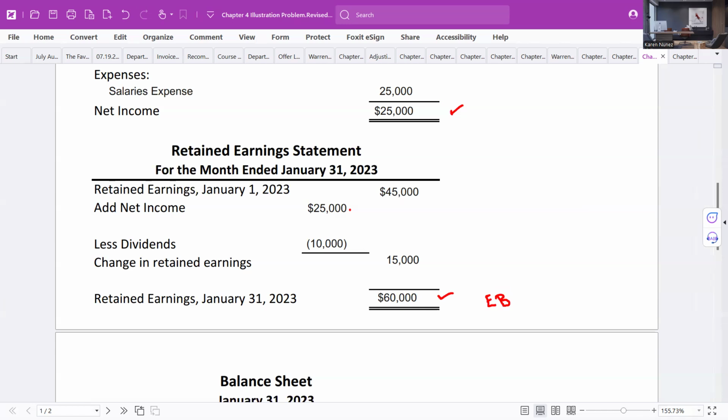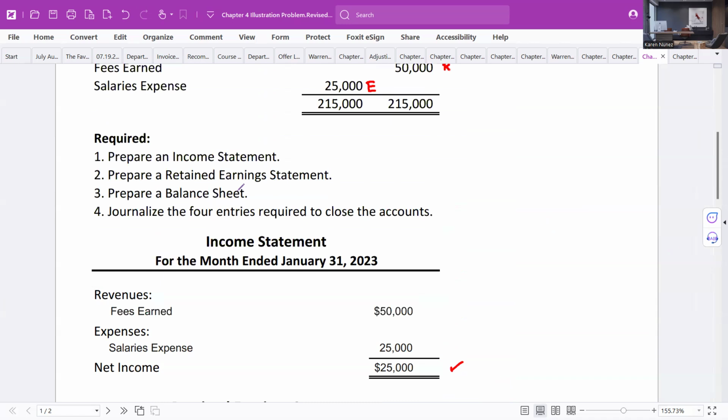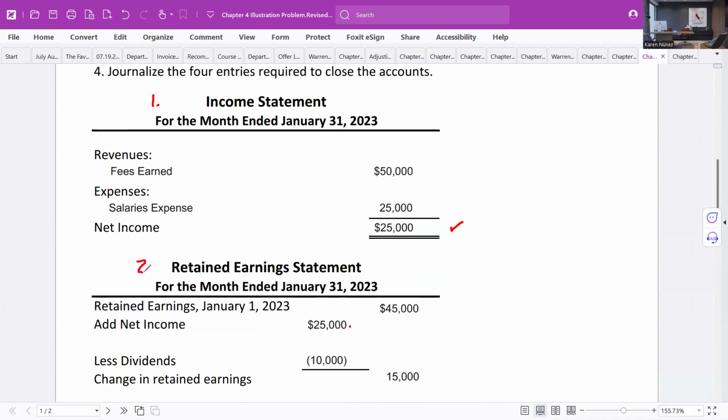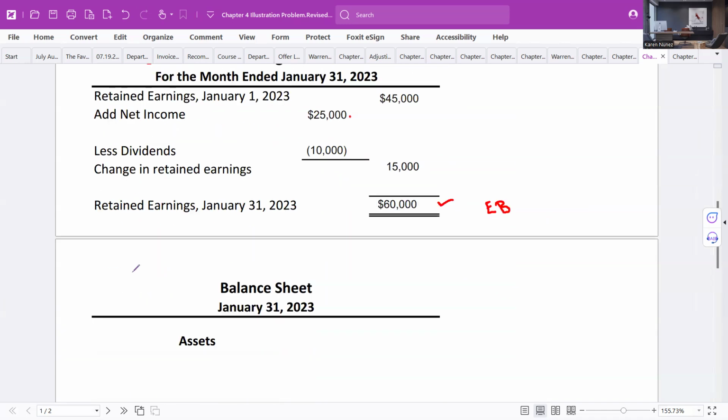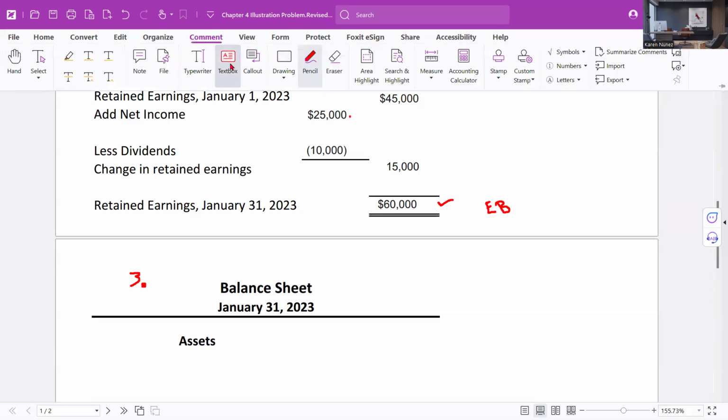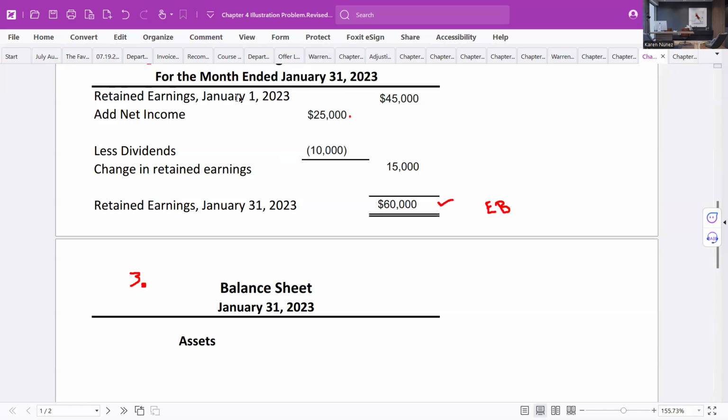So now we need to prepare that balance sheet for this firm. That's the next step here. So if I could scroll up here, we want a balance sheet. Number 3 is the balance sheet. So 1 is the income statement, 2 is retained earnings, and 3 is the balance sheet. And then the last thing, 4, will be the closing entries. So on our balance sheet, now in this chapter, we are introducing what we call a classified balance sheet.